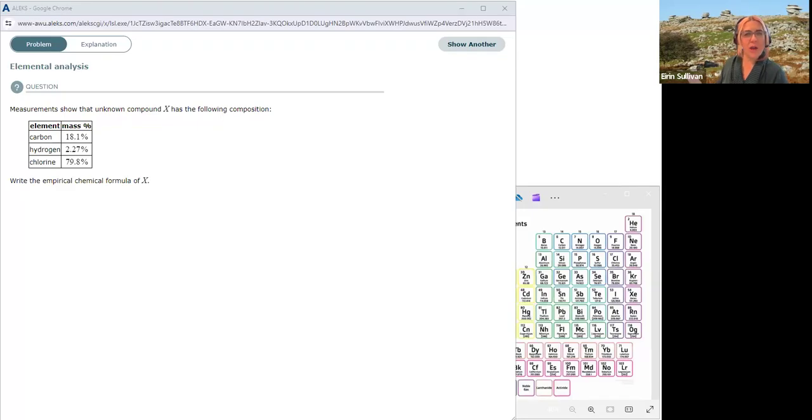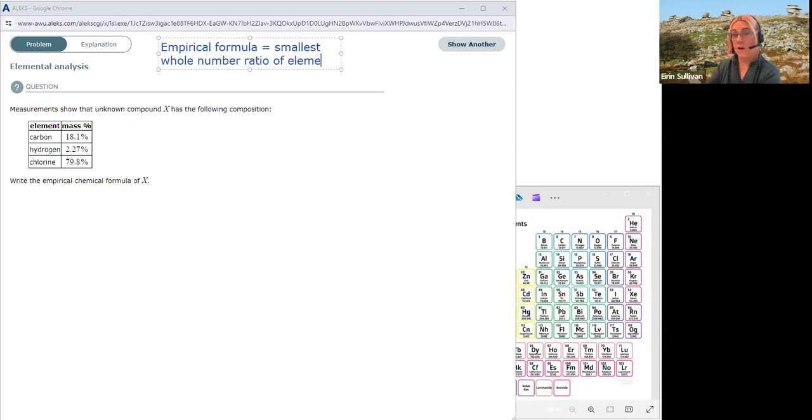So the ALEKS questions about elemental analysis are basically asking you if you can calculate empirical formula. So remember, empirical formula is the smallest whole number ratio of elements in a compound.